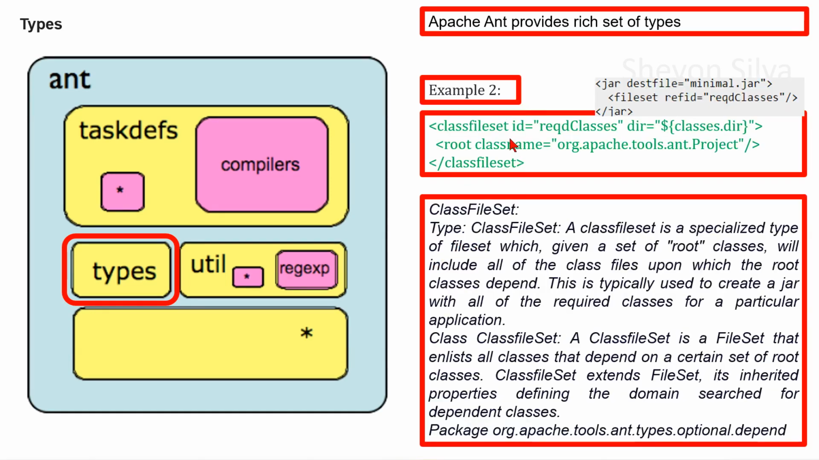As example 2, we are now considering classfileset, type classfileset. A classfileset is a specialized type of fileset which, given a set of root classes, will include all of the class files upon which the root classes depend. This is typically used to create a jar with all of the required classes for a particular application.